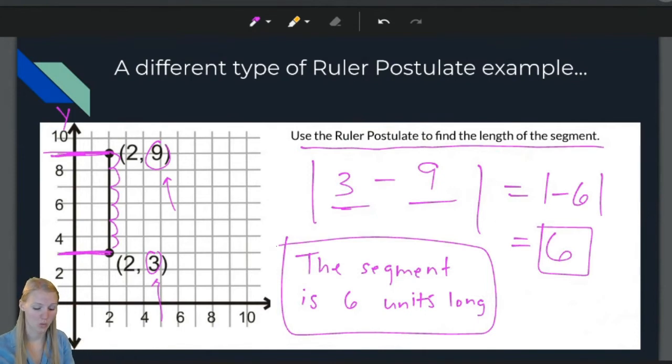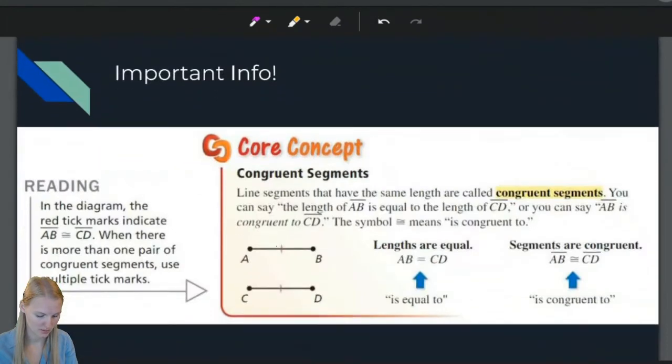So, when it says use the ruler postulate, I want you to use the ruler postulate. If it doesn't say use the ruler postulate, maybe you can count the boxes. But in real life, you won't have boxes to count. So I want you to know how to use the ruler postulate. If it doesn't say to use the ruler postulate, count the boxes. Okay. All right. So, moving on.